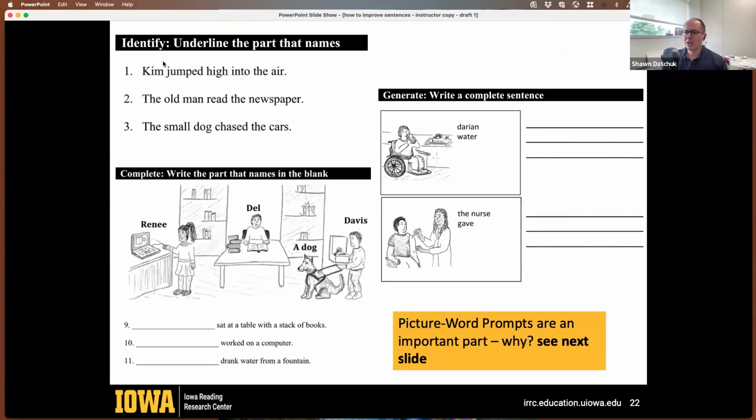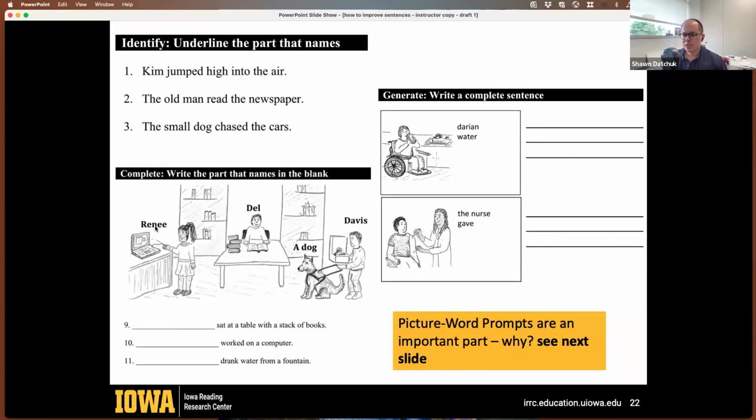Here would be some examples. Here would be an identify, where we have students identify parts of a sentence. Kim jumped high into the air. The part that names here would be Kim. Here for 3, the small dog chased the cars. The part that names would be the small dog. Once students can identify the parts, they move on to complete.